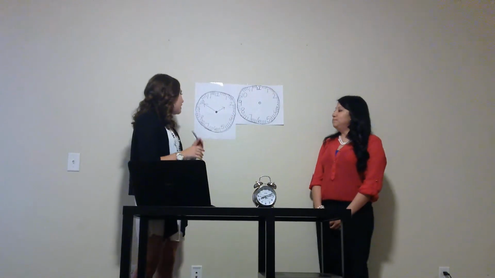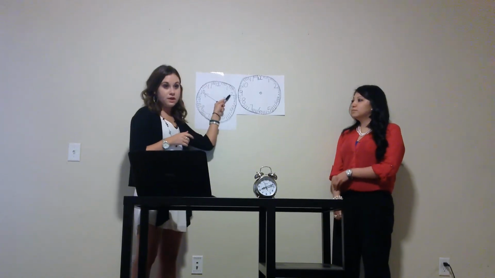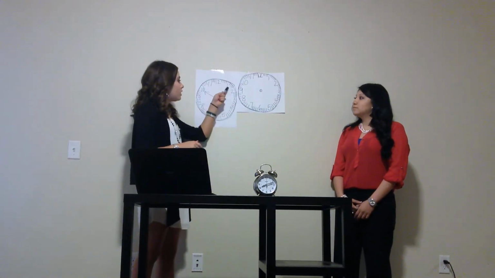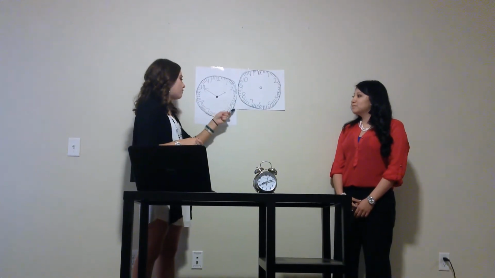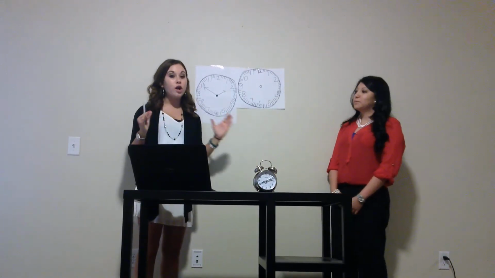And if you can see right here, the way you determine an hour is by the short hand. So if you look right here, you see the short hand is pointing to the 2. Okay, so that's going to be 2 o'clock because we have 1 o'clock, 2 o'clock, 3 o'clock, 4 o'clock, 5, 6, and so on, all the way to 12 o'clock. And minutes are determined by the long hand, okay?